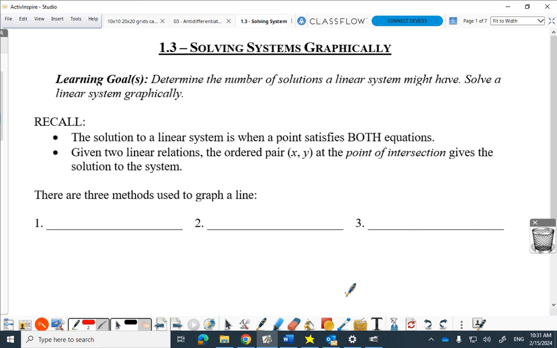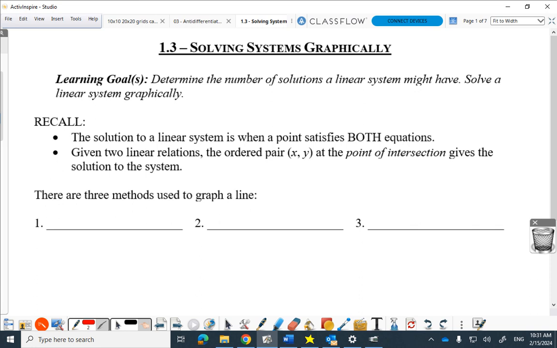Three methods to graph a line. Ooh, three, you say, Mr. Todd. What are the three methods to graph a line? I'll be ecstatic if we get two of them, because you might not think of the third one much anymore.